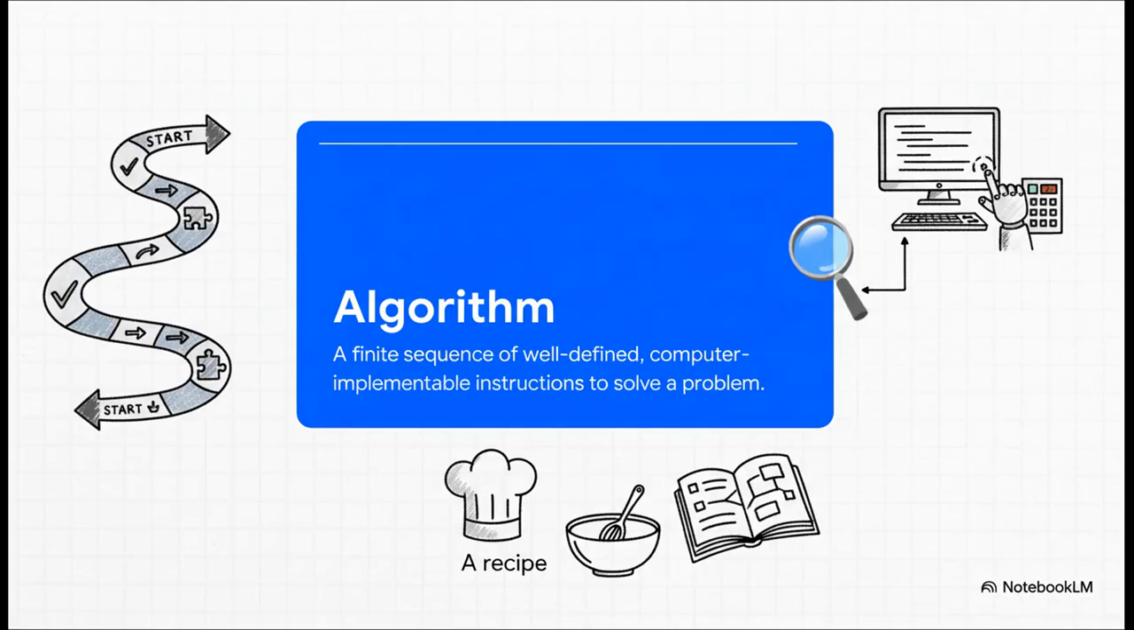Okay, so here's the formal textbook definition, and I know it looks a little intimidating, but let's just tear it apart real quick. Finite sequence just means it has to end. You're not mixing cookie dough forever. Well-defined means every step is crystal clear. There's no guesswork. And computer implementable just means it's something a machine can physically do. See? It's just a super precise way of saying a recipe.